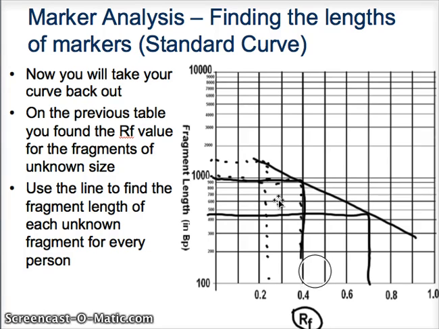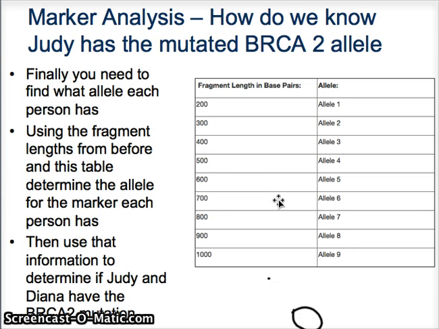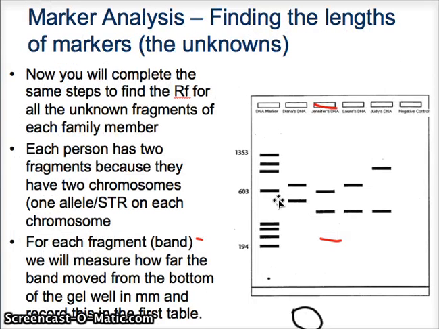Once you find the fragment length of each person, we will then know what alleles they have. Here's a table for the alleles. If they had a fragment that was 200 base pairs, then they would have allele 1. If they had a fragment that was 900 base pairs, then they have allele 8. So you can assign each person's allele. Once you find that, I would go back on here and write what number allele they have. You can write like number 6 or number 8, and these might not even make any sense, but you write down these allele numbers that they have on there.